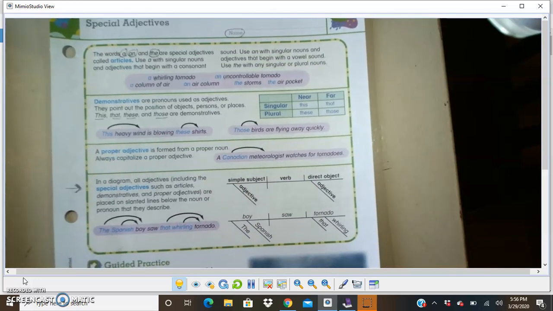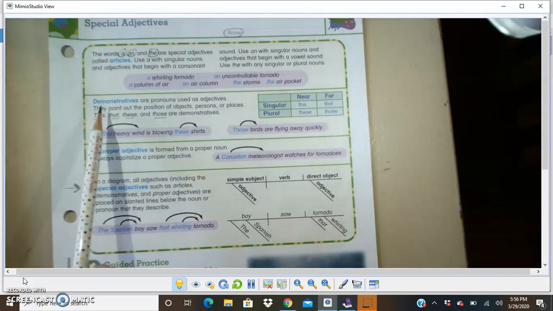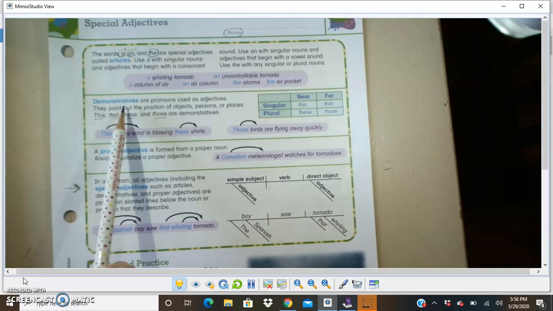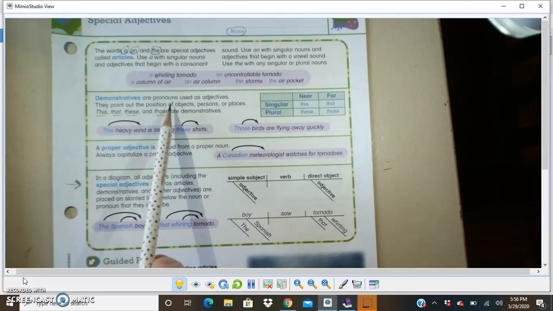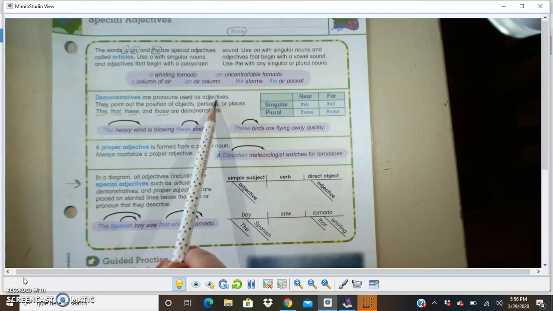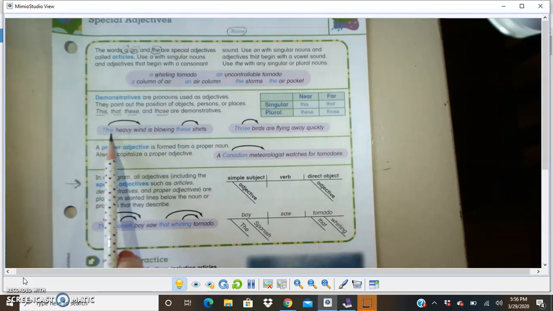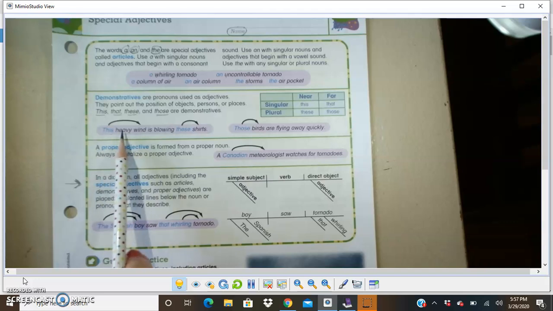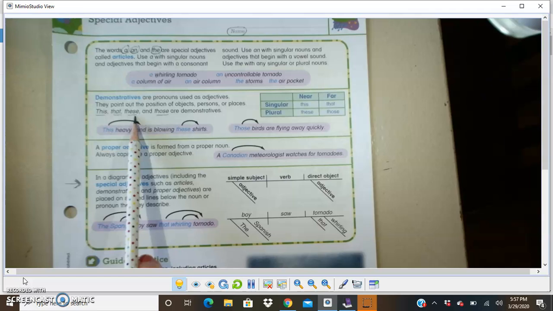So let's keep going and look at the next section. Demonstratives. This is kind of an interesting word. Demonstratives are pronouns used as adjectives. They point out the position of objects, persons, or places. For example, this heavy one. This is the demonstrative. You can have this heavy one, or that heavy one, or these heavy winds, or those heavy winds. So these are your demonstratives: this, that, these, and those.